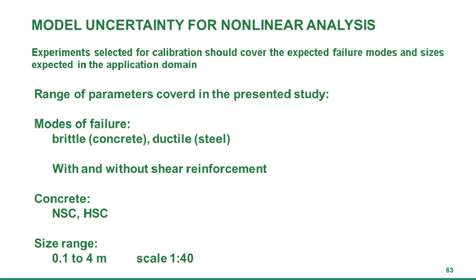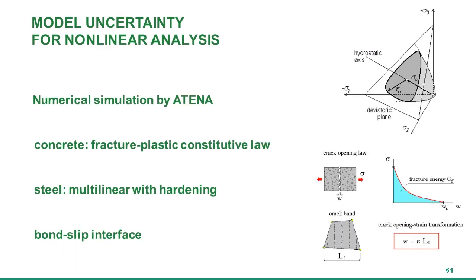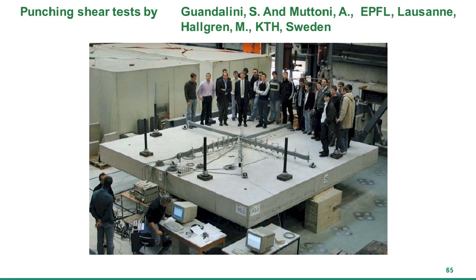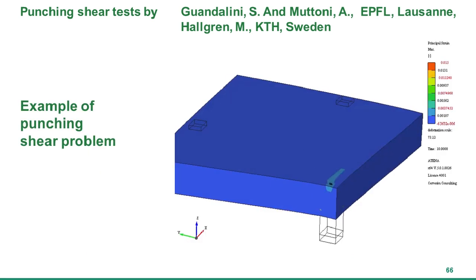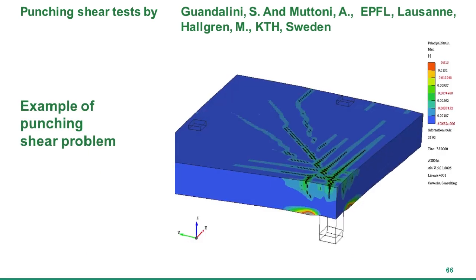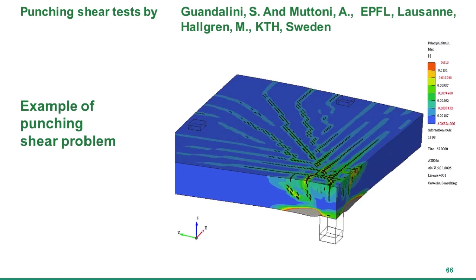And okay, we cover quite a large range of problems from high strength concrete, normal concrete, brittle failure, shear failure, and with different sizes. This is the material model which was used. One example, just to give you an idea, are these punching shear problems from Zurich and from Sweden. Here is just one animation of such a punching analysis to give an idea of this nonlinear process.